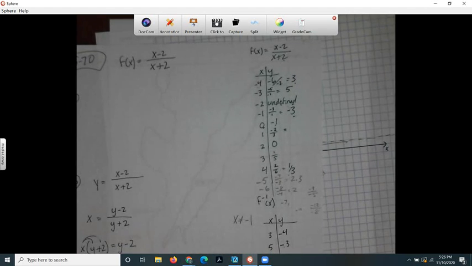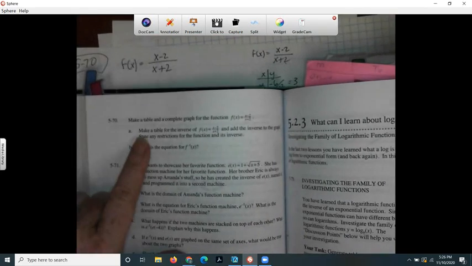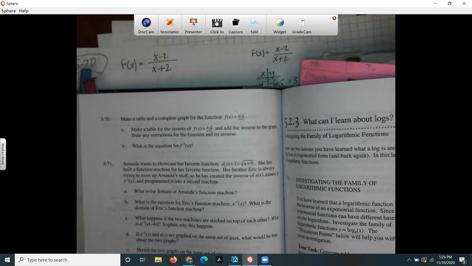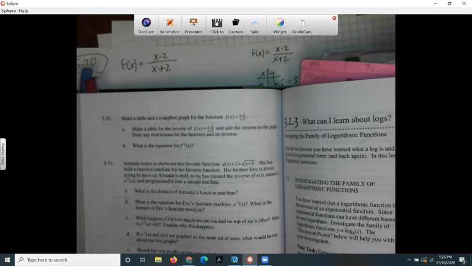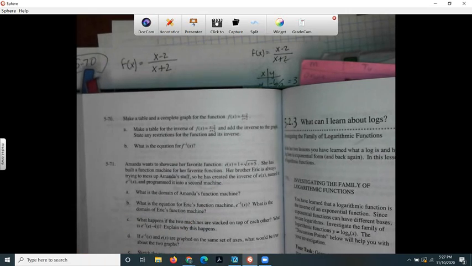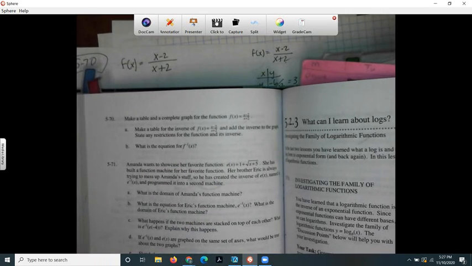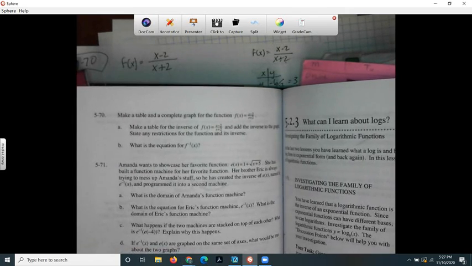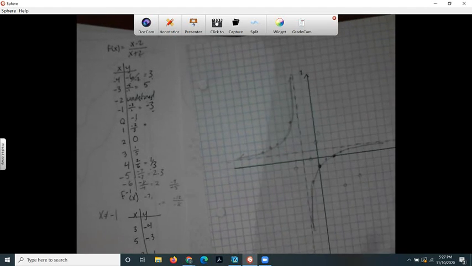The next thing they told us to do was, letter A, make a table for the inverse and add the inverse to the graph. So I'm thinking they wanted me to add it to the graph of the original function. And state any restrictions for the function and its inverse. Well, the restrictions that I found when I graphed it was that there's a vertical asymptote at x equals -2, and there's also a horizontal asymptote at y equals 1 on my original graph. So those are the restrictions that are on the original graph.